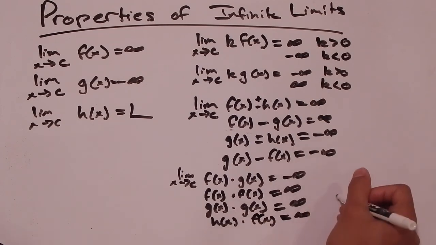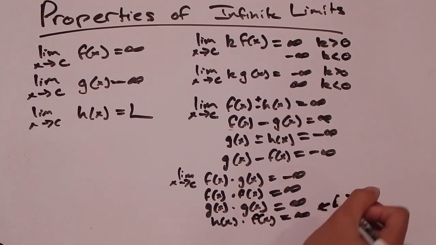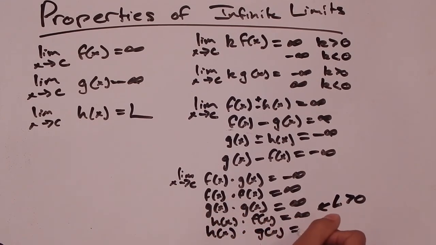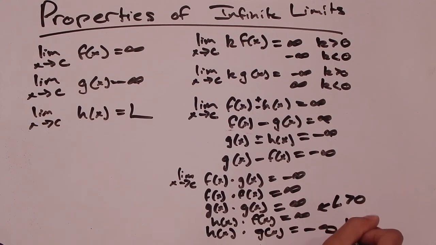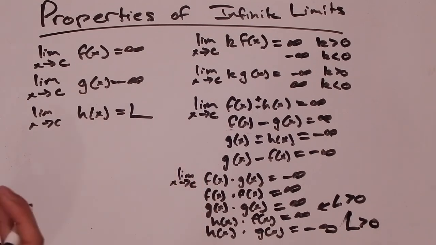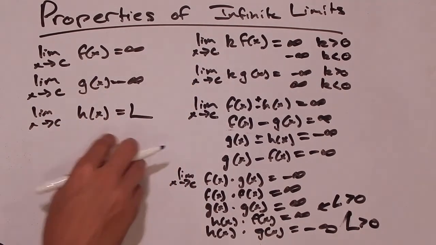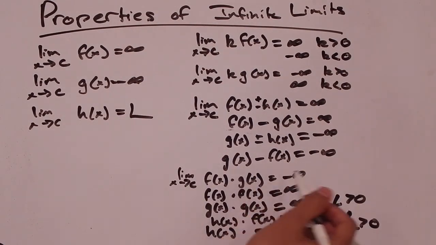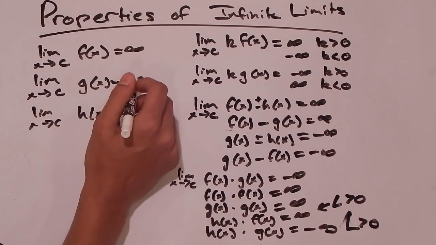And this is granted that L is greater than 0 right here. And h of x times g of x is going to be negative infinity, and this is granted that L is going to be greater than 0 as well. And if L was less than 0, you would end up flipping those signs. And these should all seem pretty intuitive. When you add infinity to a real number, you're going to get back infinity. When you multiply infinity and negative infinity, it's going to be negative infinity because you have that negative out front.